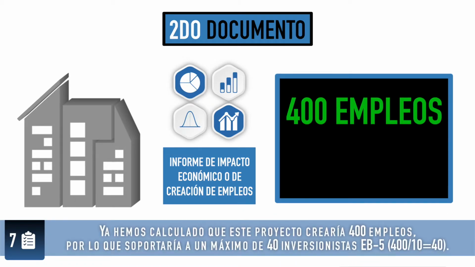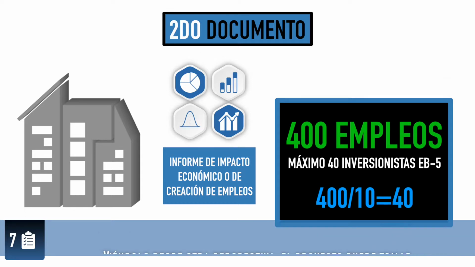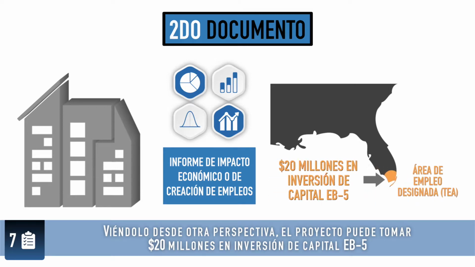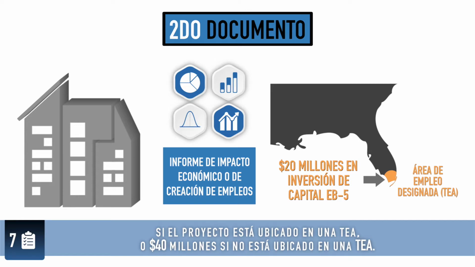We've already calculated that this project would create 400 jobs, and so it can support a maximum of 40 EB-5 investors. 400 jobs divided by 10 jobs per person equals 40 investors. Looking at this from a different perspective, the project can take on $20 million of EB-5 investment capital if the project is located in a TEA, or $40 million if the project is not in a TEA.